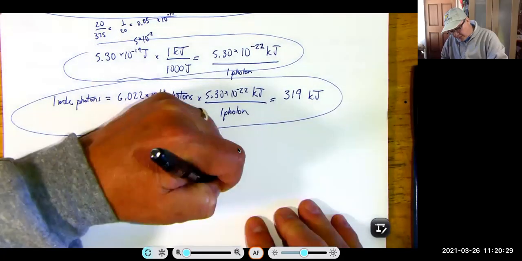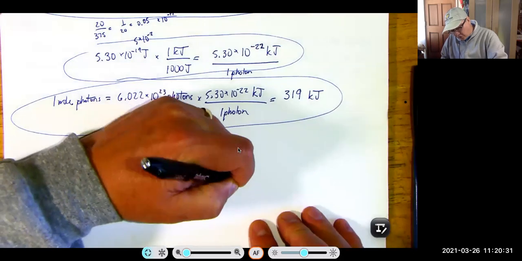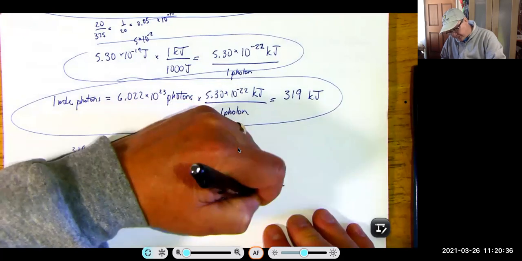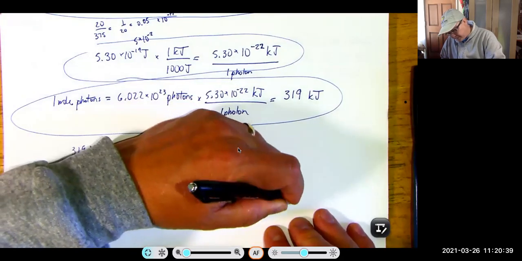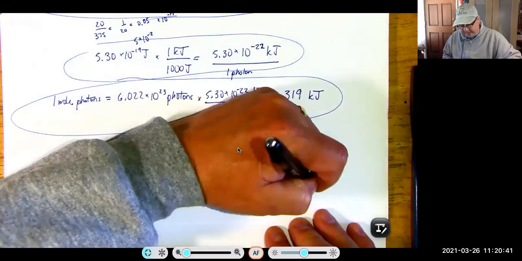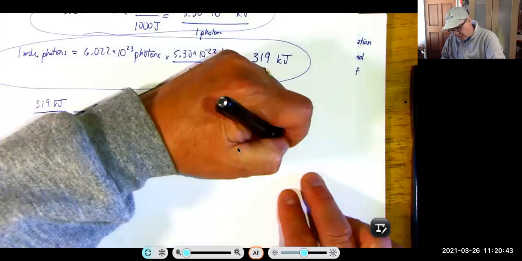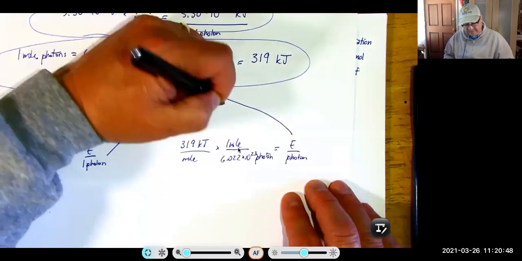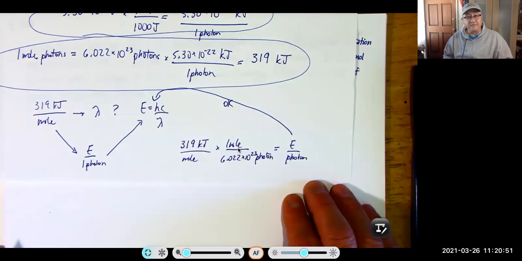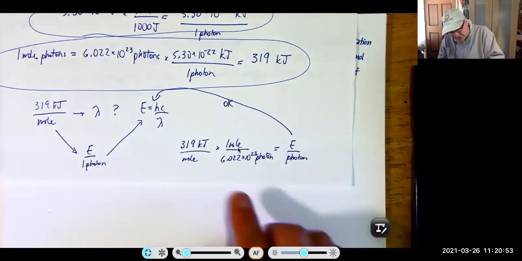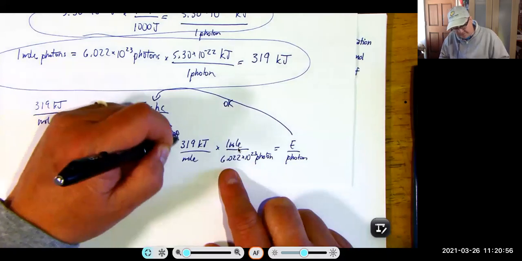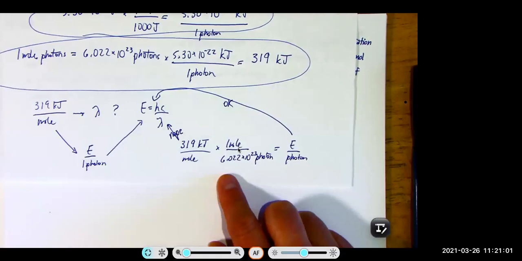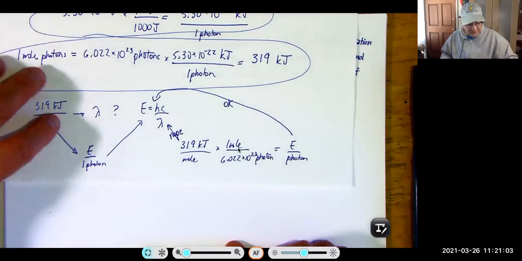So if you had 319 kilojoules per mole, you would multiply by 1 mole per 6.022 times 10 to the 23rd photons, and you would end up getting the energy per photon. And then you can use this equation. But you cannot do this directly. Okay. So that's a fair warning, because your book does that to you.